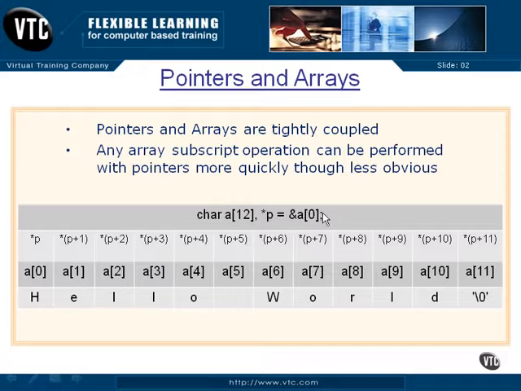Then, after this statement is performed, these are equivalent. Contents of P is the same as A sub 0, which is an H. Contents of P plus 1 is the same as A plus 1. And really in the compiler, when you use A plus 1, it is changed into contents of a pointer plus 1. These brackets go away before the compiler gets a hold of the code. So this is what's really happening in here.